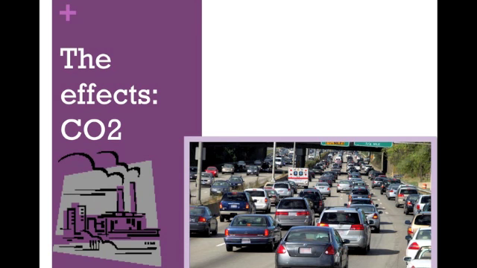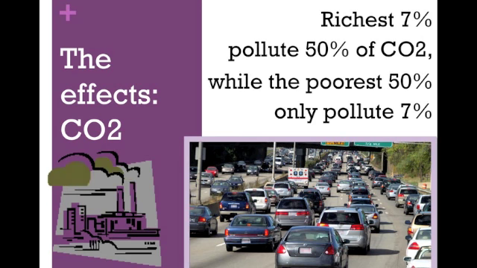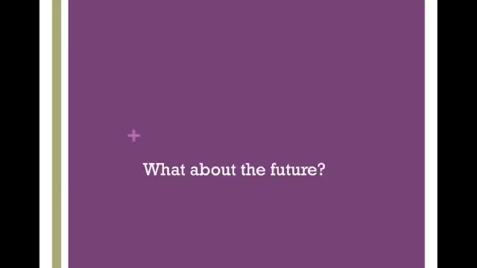To show the effect of what overconsumption does, I wanted to look at the example of CO2 emissions, or carbon dioxide emissions. They are a measure of not only the impact that we have on the environment, but also a surrogate for the consumption of fossil fuels. Today, the richest 7% of the people pollute 50% of the carbon dioxide emissions, while the poorest 50% only pollute 7% of the emissions.